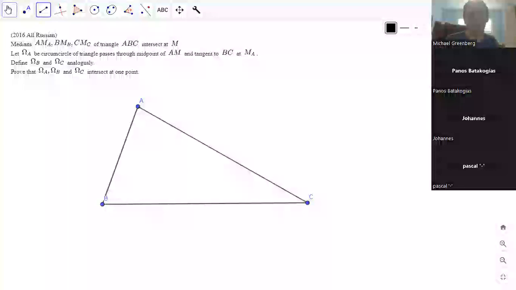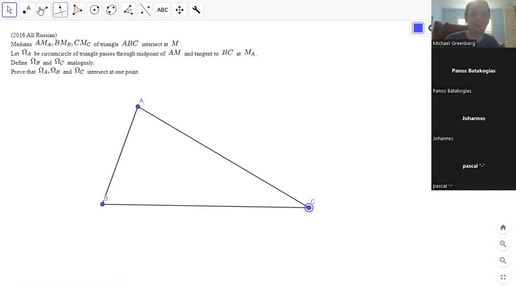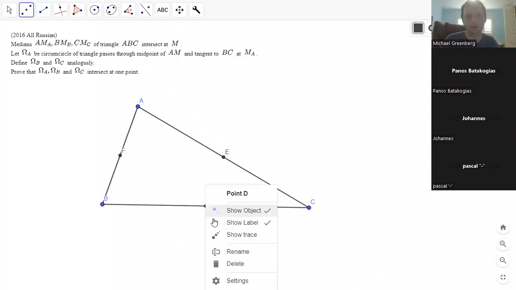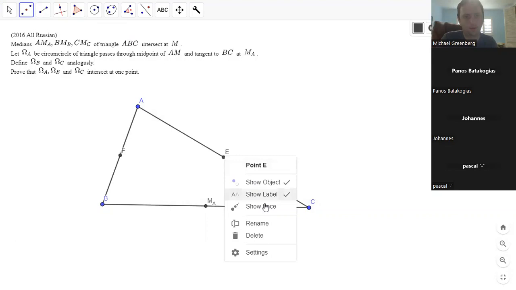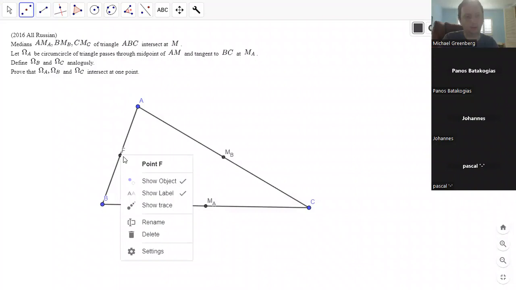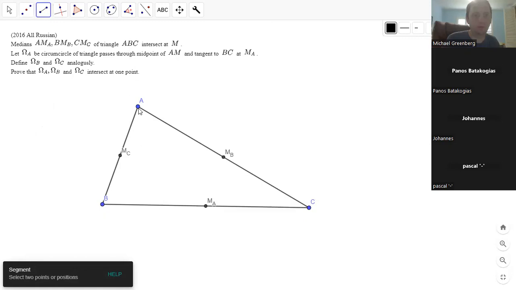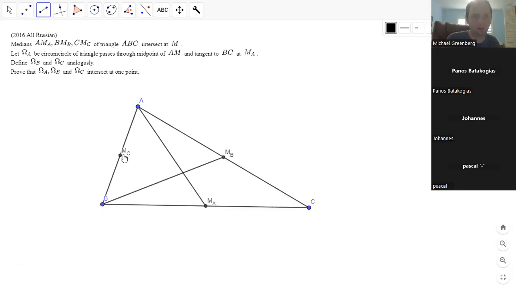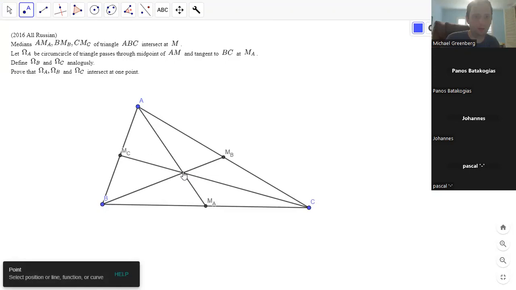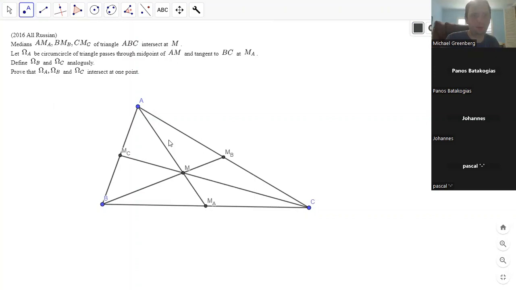Of the IMO, but still, let's see if it's hard. So we have MA, MB, and MC. This is MB, and this is MC. So M is the centroid. It passes through the midpoint of AM and it's tangent to BC at MA. Interesting.